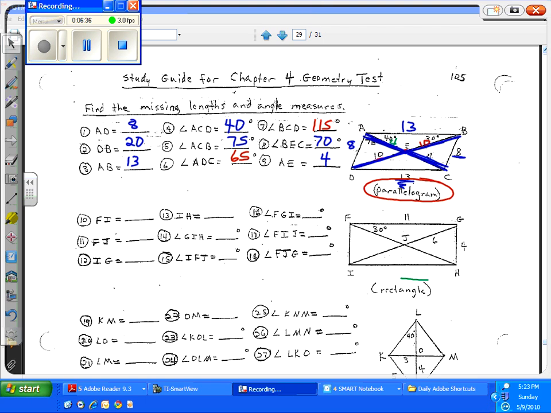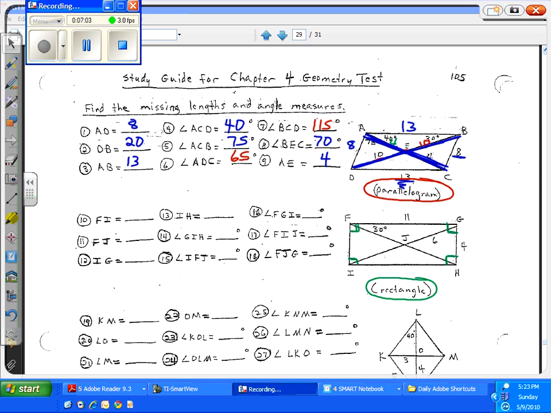Now, a rectangle is a special type of parallelogram. So it contains those 6 properties plus its definition plus one more property, giving it 8 total properties. The definition of a rectangle is it's a quadrilateral with 4 right angles. And so we know that all 4 angles are 90 degrees.